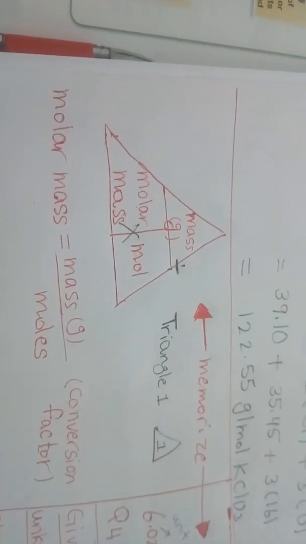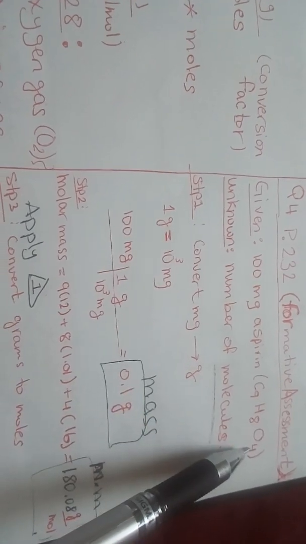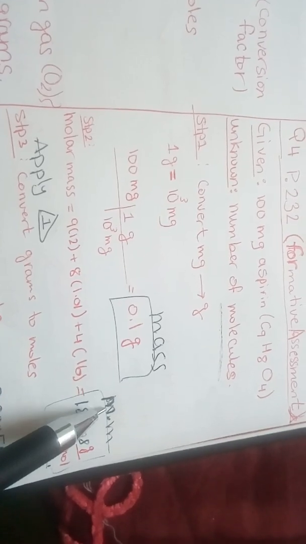So step 2 is finding molar mass, remember? Because I need to plug it in here. I have mass, and then I will be having very soon my molar mass. Applying that, now look at your compound here. You have 9 carbons and 8 hydrogens, and you have 4 oxygens. Doing the math, you get 180.08 grams per mole. That's molar mass, and I gave it the symbol M.M, molar mass.